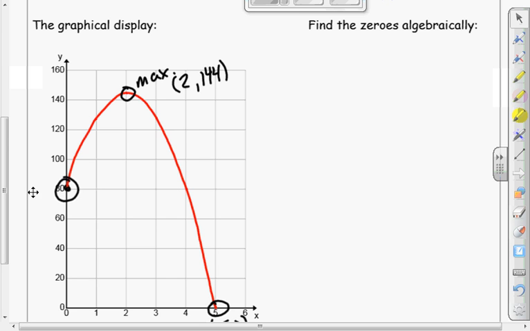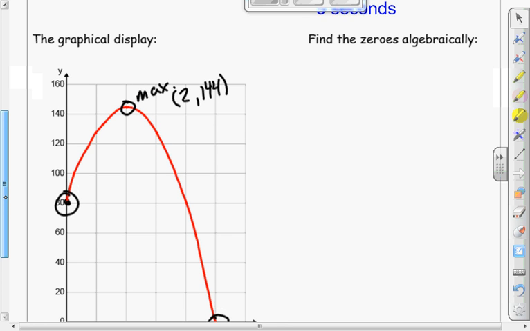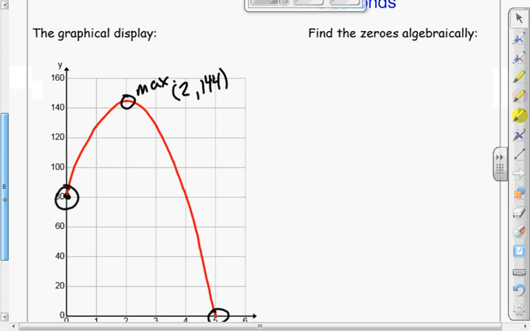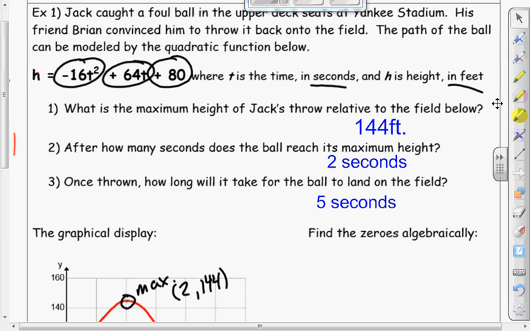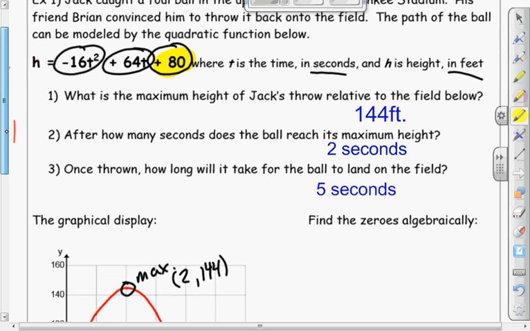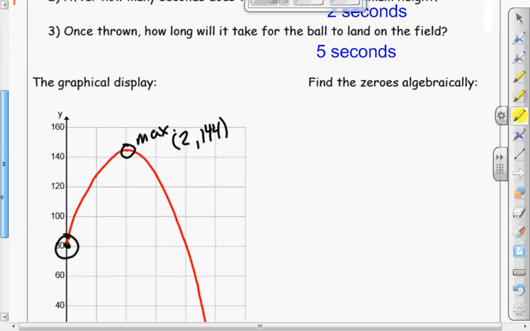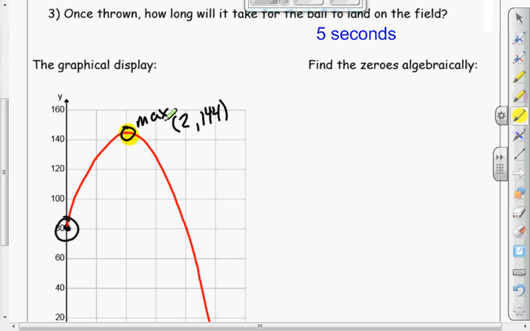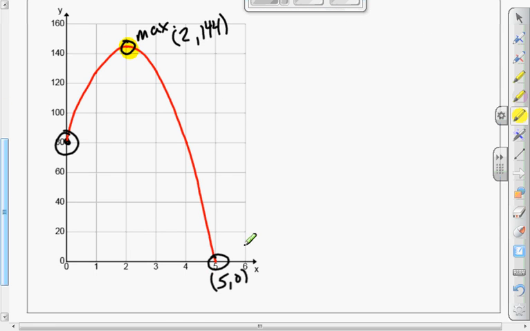Some important features about the graph were that its y-intercept was 80, telling us that the initial height that Jack was standing at was 80 feet above the field. Notice that the value of the constant was also 80. That's always going to control your y-intercept. We also noticed that the maximum point, the vertex of this graph, was (2, 144). And furthermore, one of the zeros of this function was (5, 0).